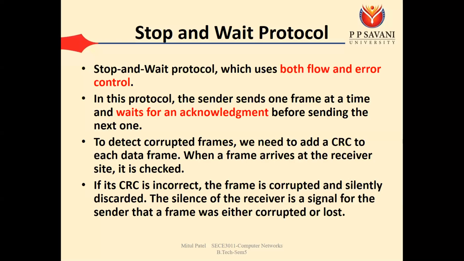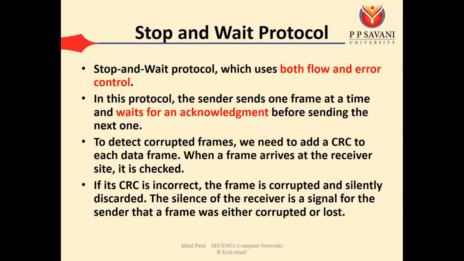Once one frame is sent, the sender will wait for an acknowledgement. Only when the acknowledgement for the frame that was sent comes, is the next frame sent. Then, to detect corrupted frames, we need to add a CRC to each data frame. So along with the frame being sent, we are also sending the CRC. CRC is majorly used for error control.